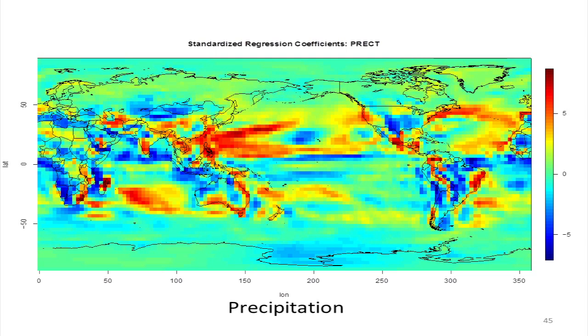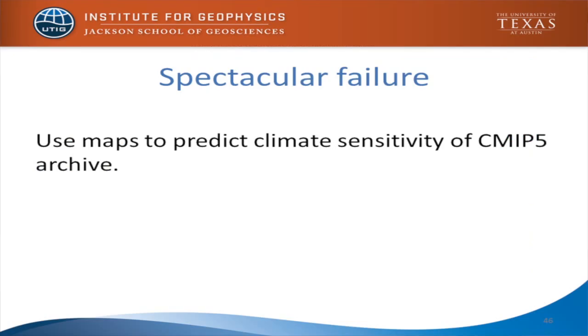So one of the questions about emergent constraints is whether we can learn enough about a single model to predict what happens in other models. So here we're going to use these predictor maps that do an excellent job of predicting the CAM model's climate sensitivity, and we're going to apply that to the CMIP5 archive to predict the other models, and the result is on the next slide. So it was a spectacular failure. And what does a spectacular failure look like?